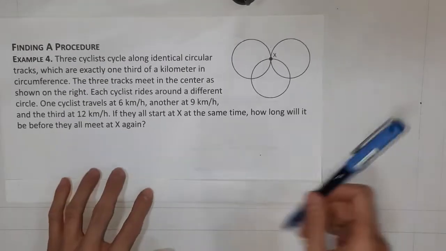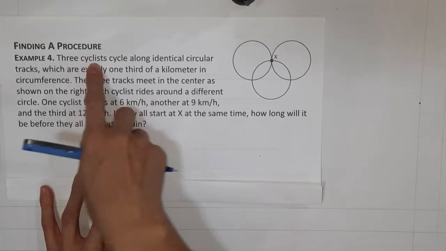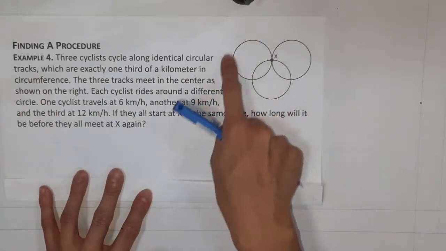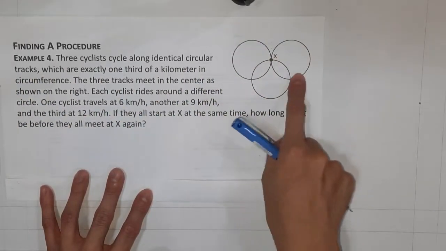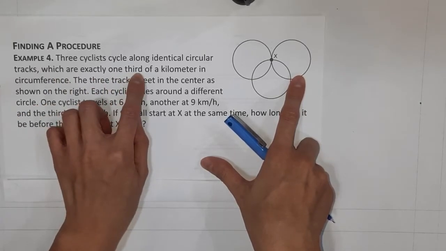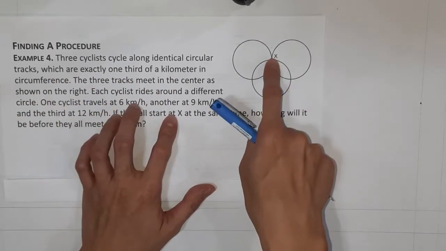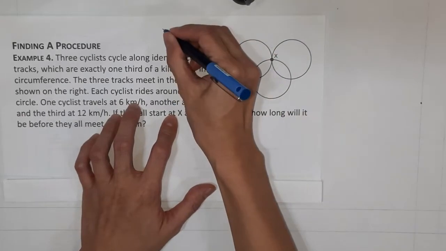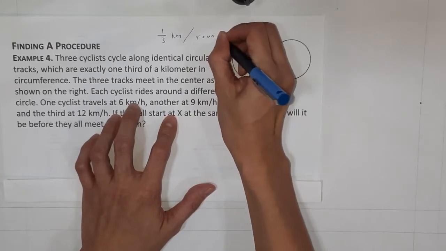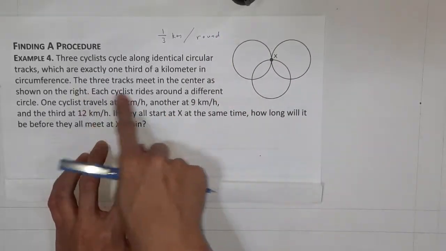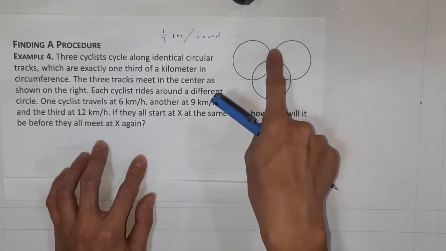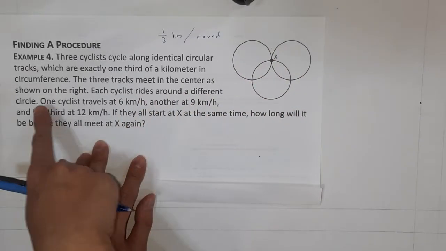Okay, game. We have 3 cyclists cycling along identical circular tracks. So ito yung 3 tracks. Umiikot sila dyan. Each track is 1/3 of a kilometer in circumference. So yung isang buong ikot ay 1/3 of a kilometer per round. The 3 tracks meet in the center as shown on the right. Ito yun. Each cyclist rounds at a different circle.